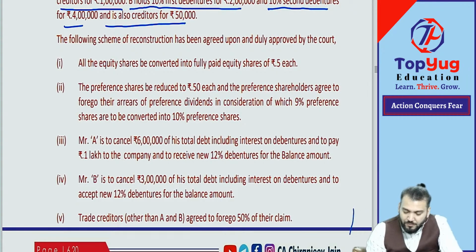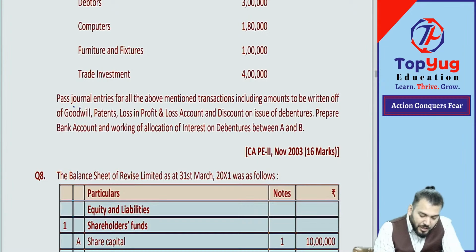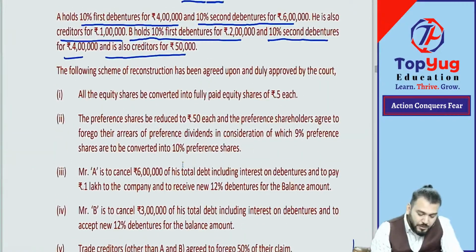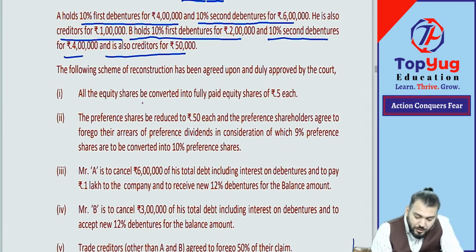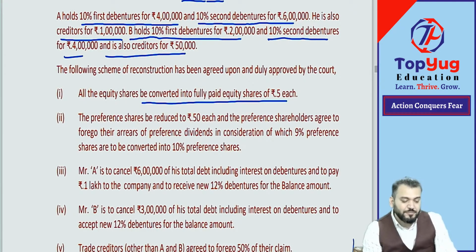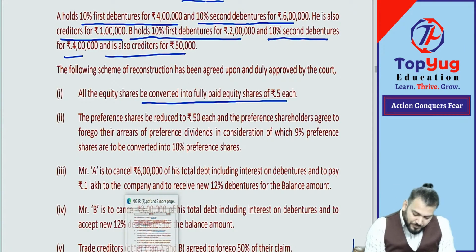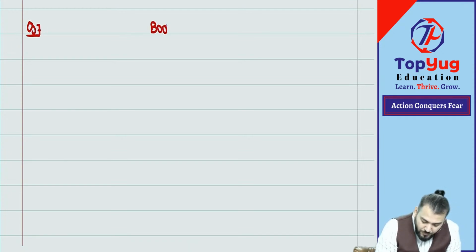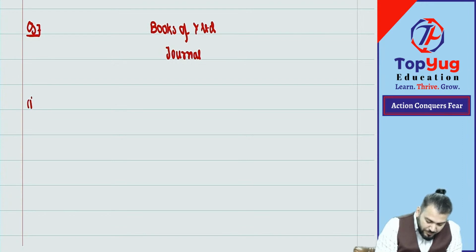First, let us see whether they have asked for a ledger account or journal entry. So journal entry is there. Let us read and do. First point: all equity shares be converted into fully paid equity shares of rupees 5 each. So reduction means 10 rupee shares will become 5 rupees. We are doing question number 7, books of Y Limited, and we need to pass journal entries. We are doing point number 1.